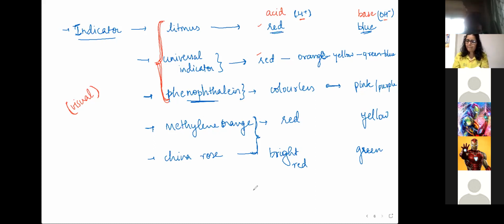Ma'am, which solution is it? The transparent one. You guys tell me. Acidic or basic? Water. Neutral. Yeah, it is not changing. It is water. Green hona chahiye, but not a lot of change, right?